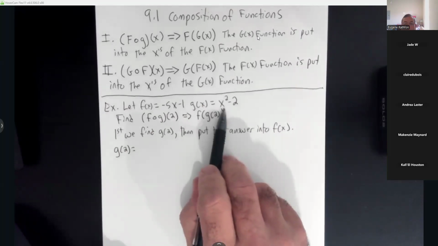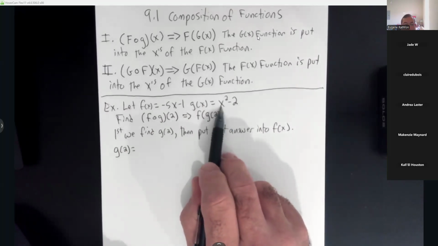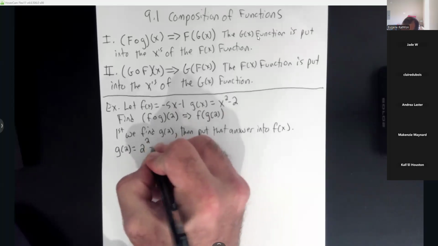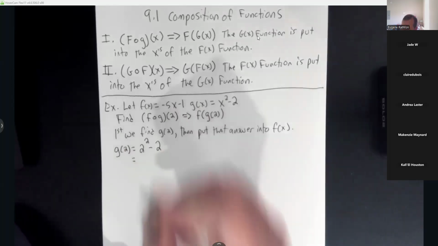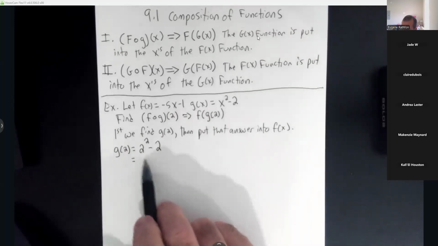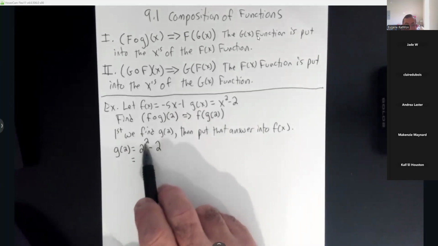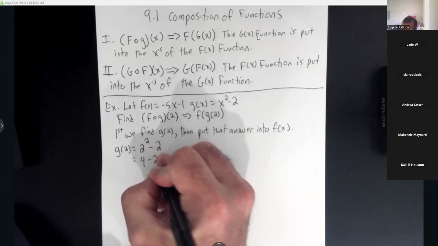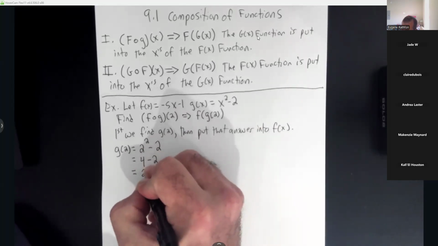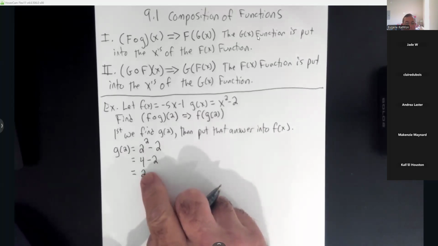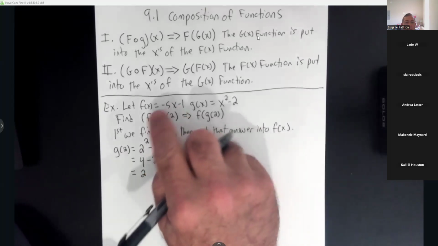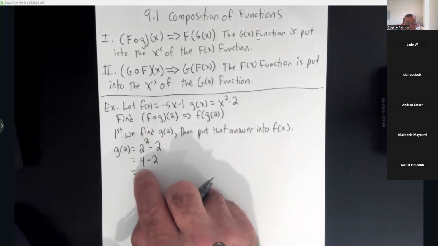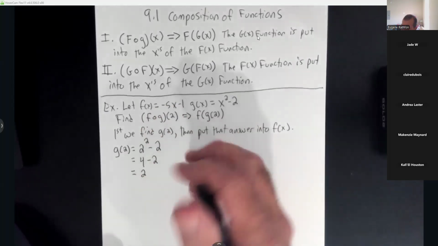Well, g of 2 is going to equal the g of x equation. Put in a 2 for those x's. So that's going to give me 2 squared minus 2. All right, so order of operations, we'll hit the exponent first. 2 squared is 4. So I get 4 minus 2, which is 2. The 2 now goes into the f of x function. So whatever number I would have got here is going into the f function, okay?